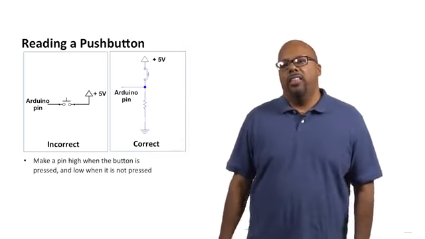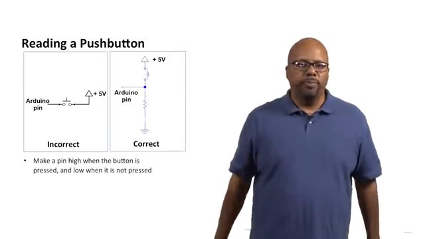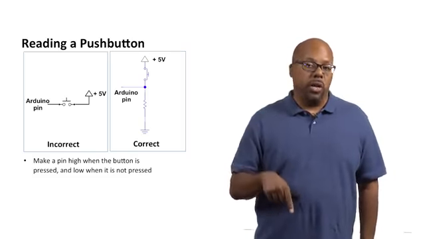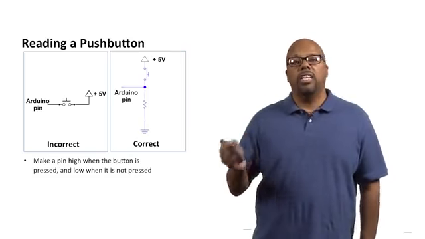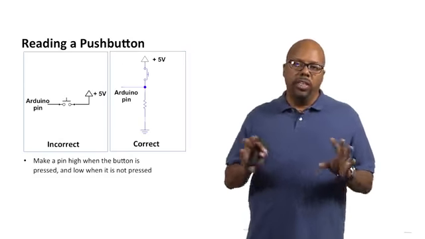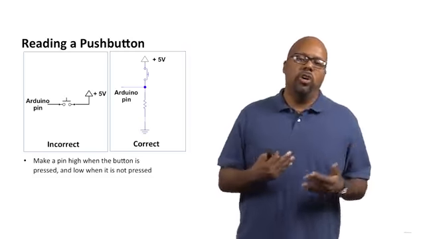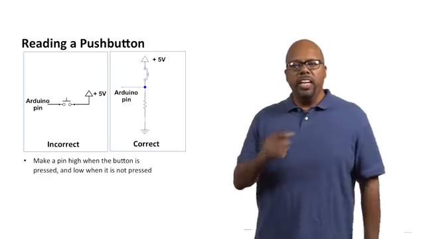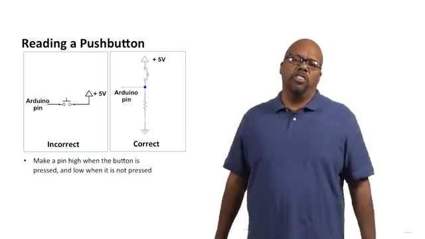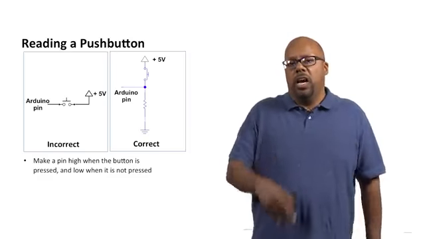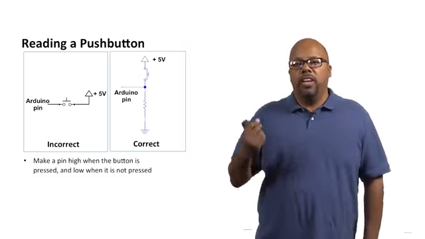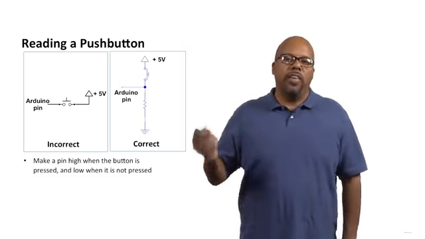Now, let me tell you our goal here in our circuit. We need to make a pin go high when the button is pressed, and go low when the button is not pressed. That's our whole goal. If we can do that, then inside our code, we can call digital read, and we can see if it's low or high and know if the button is pressed or not. Now, the incorrect circuit is a first, simple guess. You can take some Arduino pin, it doesn't matter which digital pin it is, pin 2, whatever, and wire that to one side of the push button. Then on the other side of the push button, you wire that to plus 5 volts to power.